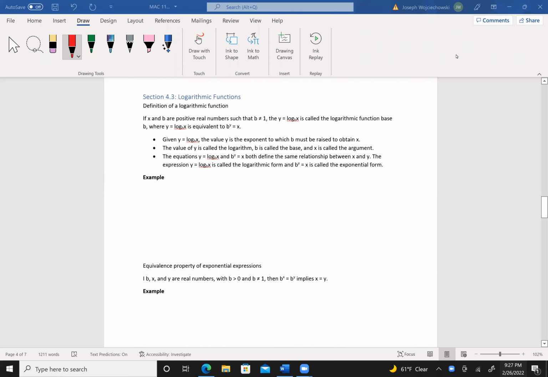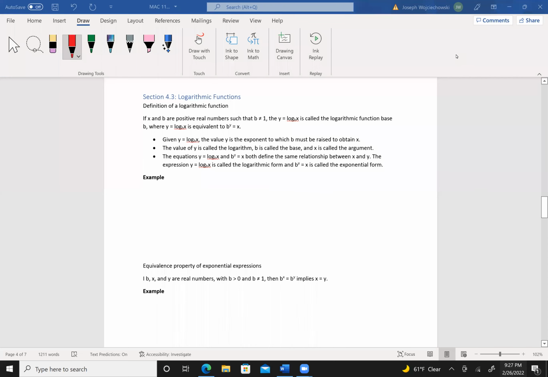Okay, so today we're looking at the definition of a logarithmic function. I'm talking about logarithmic functions in particular. If x and b are positive real numbers such that b does not equal 1, then the log base b of x is called the logarithm function base b, where y equals the log base b of x is equivalent to b to the y equals x.